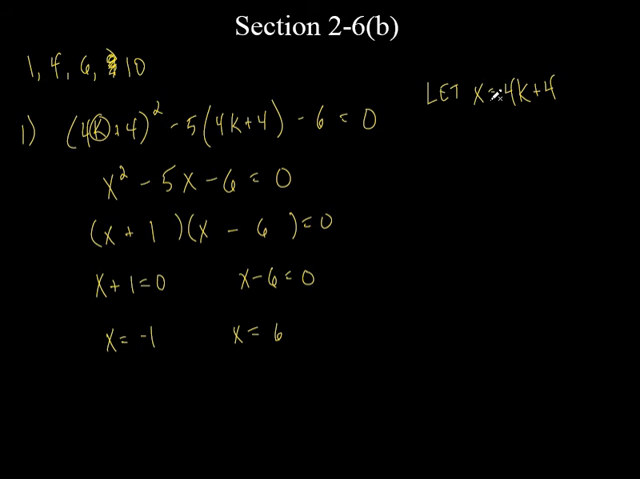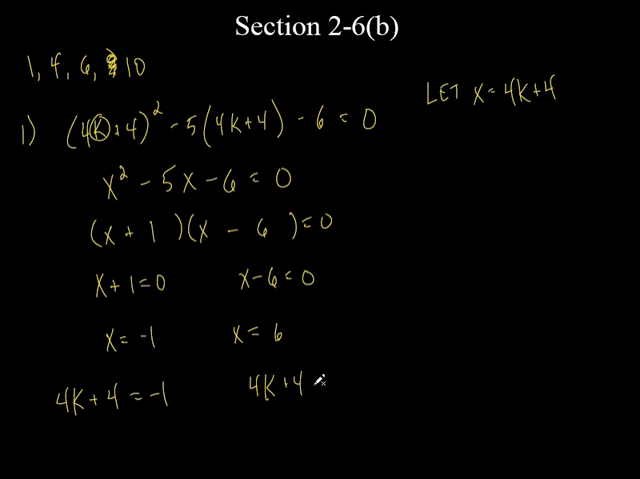All right, so let's do this. We've got two things here, right? So let x equal 4k plus 4. So what are we going to do? 4k plus 4 equals what? Negative 1. And what else?